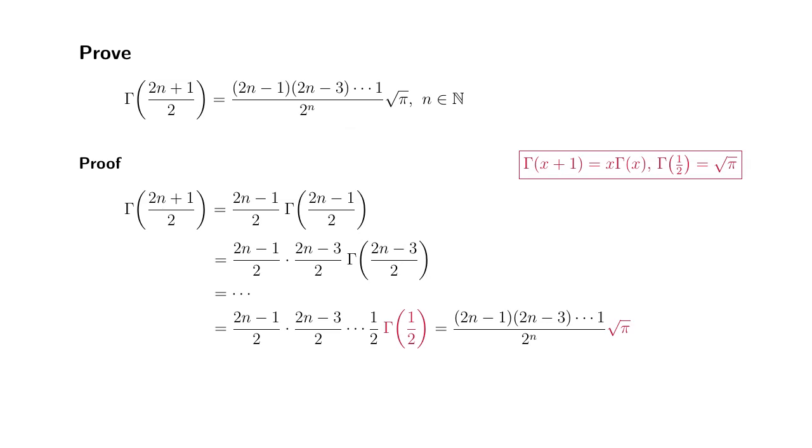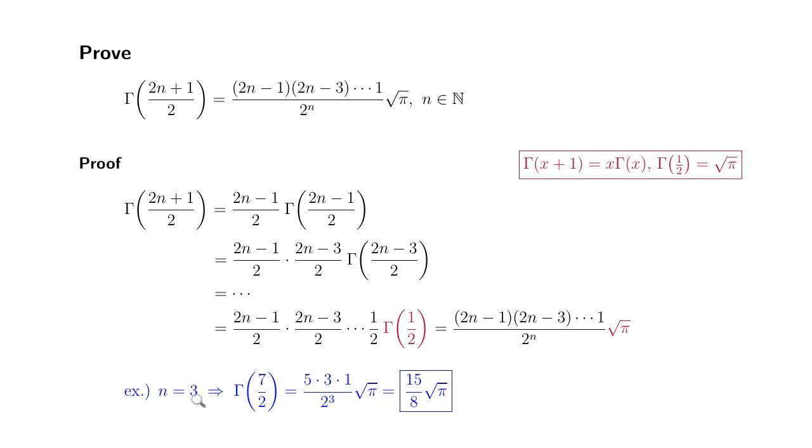Just for the heck of it, let's do a small example. We can apply this to, say, the case n equals 3. When n equals 3, we have gamma of, let's see, 2 times 3 plus 1, so you have 7 over 2. So this can be found. You go to the next odd number, 5, next odd number, 3, until you hit 1.